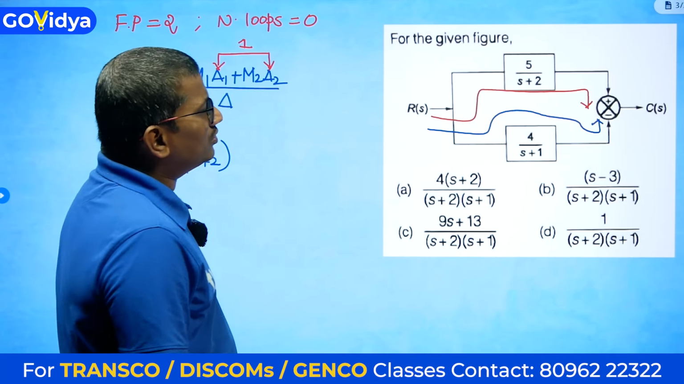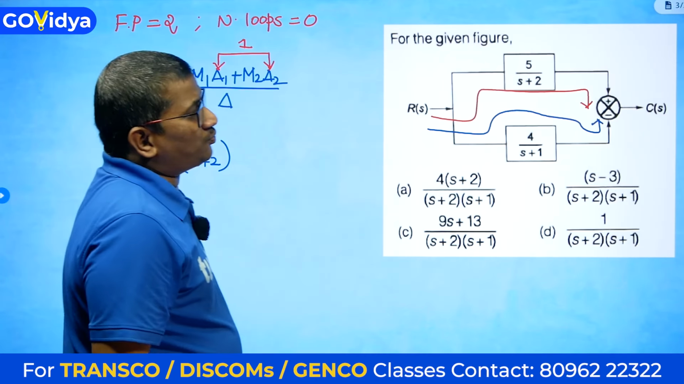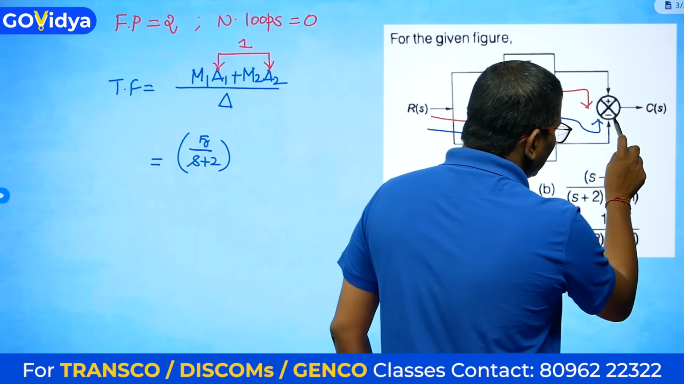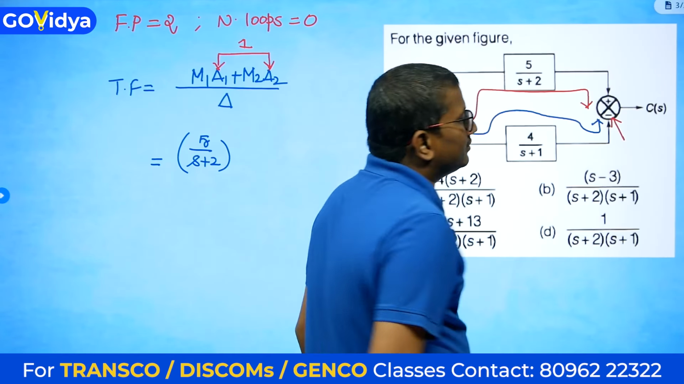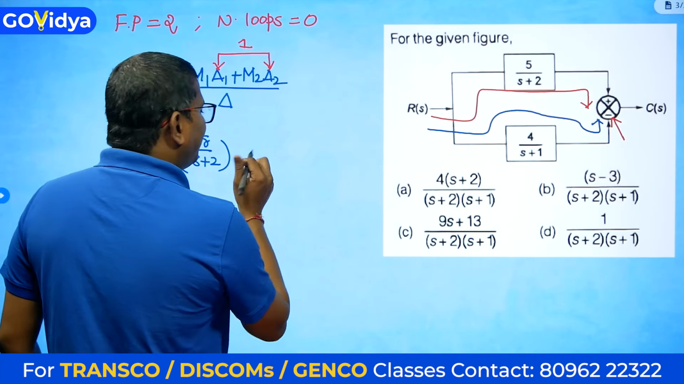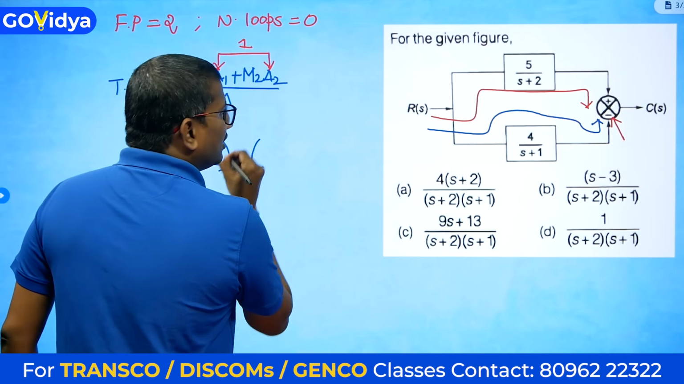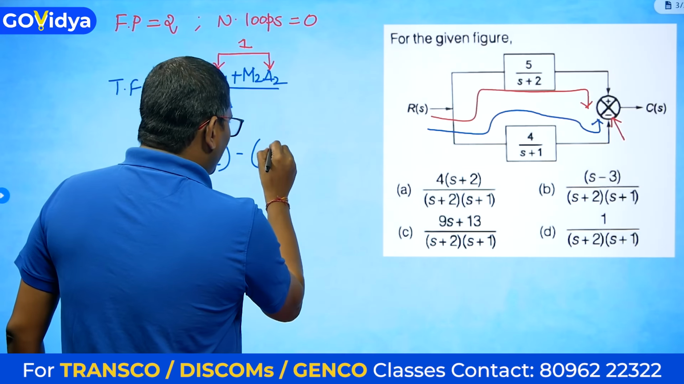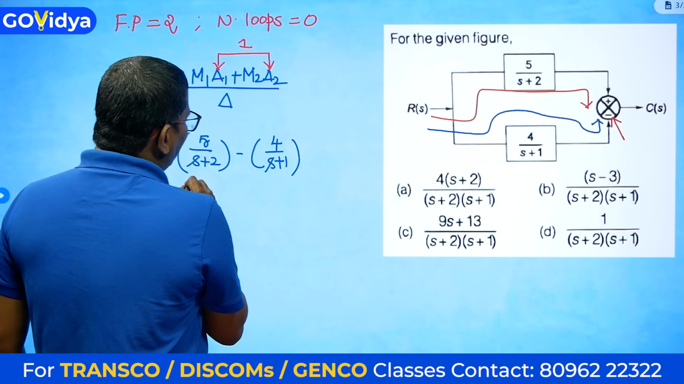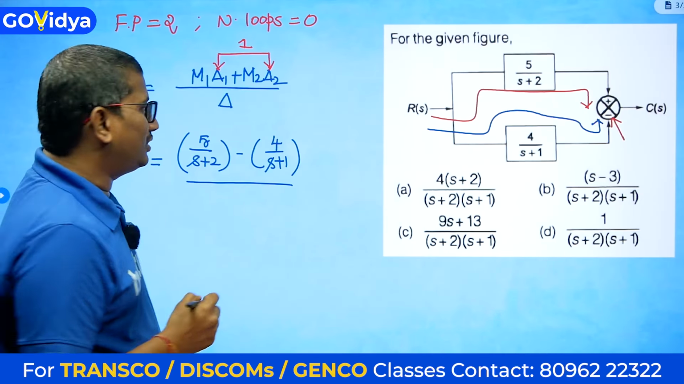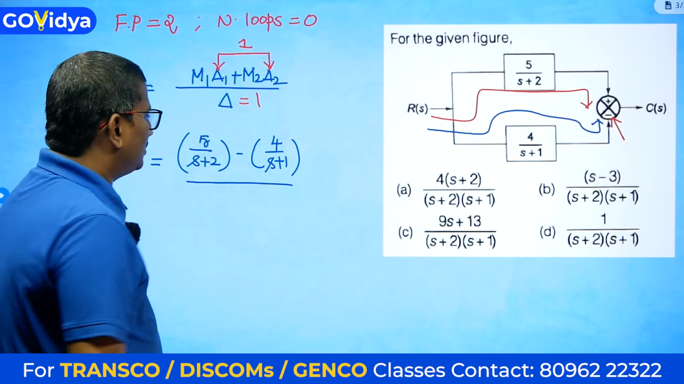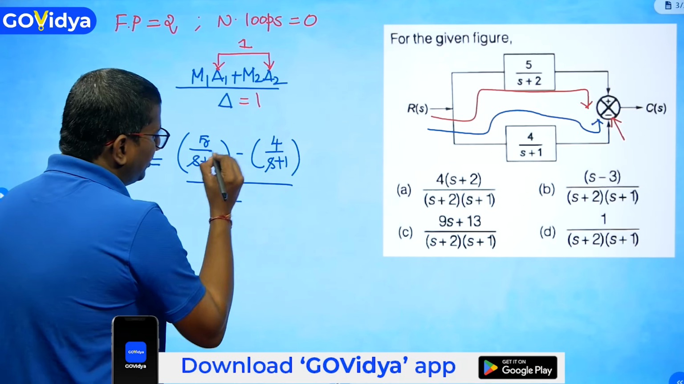Now what else is left? m1 plus m2. What is m2? 4 by s plus 1. But the important thing which you need to observe here is this is the negative sign. So therefore you have to put minus in between, and what else is left? That is 4 by s plus 1. And do we have any loops? No loops. So therefore obviously delta value is equal to what? It is 1 only. So therefore 1 I can put in the denominator.